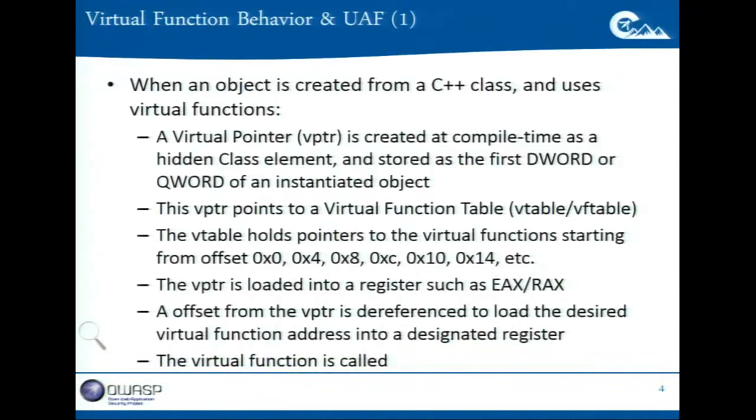So we dereference the vPointer out of the object, and then we dereference an offset from that vPointer into the virtual function table to load the desired virtual function, and then we eventually call it. The second double word or second quad word is something called the reference counter, which becomes very important, and I'll explain why in a moment.